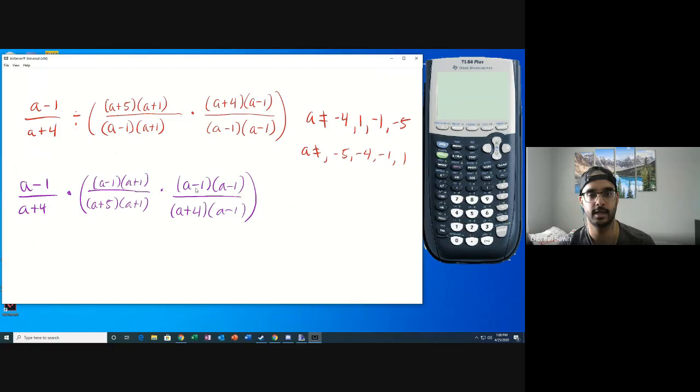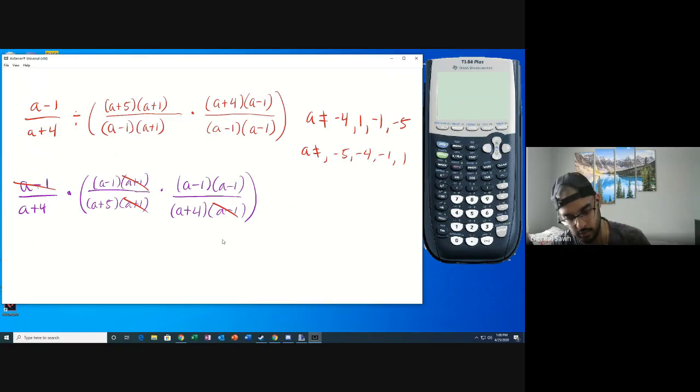All the numerators are attached now. All the denominators are attached. Now I can start canceling things out. So if there's an a minus 1 top and bottom, I can cancel out that pair. If there's an a plus 1 top and bottom, I can cancel out that pair. And any other pairs, I'm trying to look. I don't see any more a minus 1s on the bottom that can cancel. That means I don't see anything else that could possibly go together.